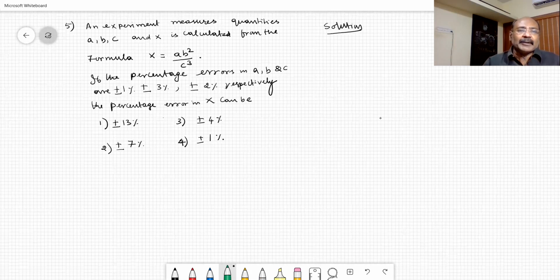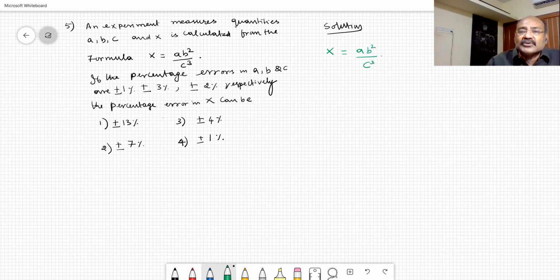Let us see problem number 5. It was given: an experiment measures quantities A, B, and C, and X is calculated from the formula X is equal to AB square divided by C cube. If the percentage errors in measuring A, B, and C are plus or minus 1%, plus or minus 3%, and plus or minus 2% respectively, the percentage error in calculating X can be. So what is the formula given? The formula given is X is equal to AB square divided by C cube.